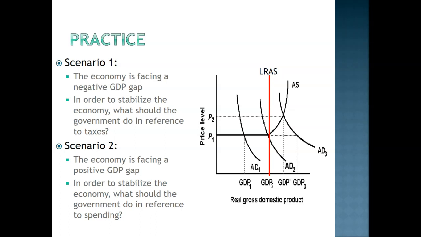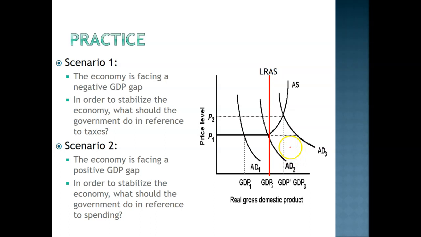Scenario 2, the economy is facing a positive GDP gap. So again, would that be 81 or 83? Okay, a positive gap would be 83. In order to stabilize the economy, what should the government do in reference to spending? Decrease the spending. Where? We don't know. We're just doing a generic decrease in spending, and that would push this down.